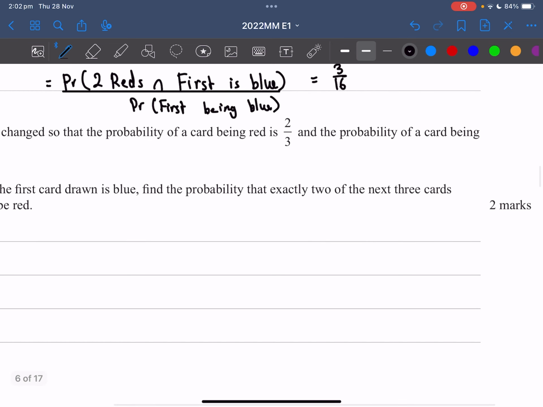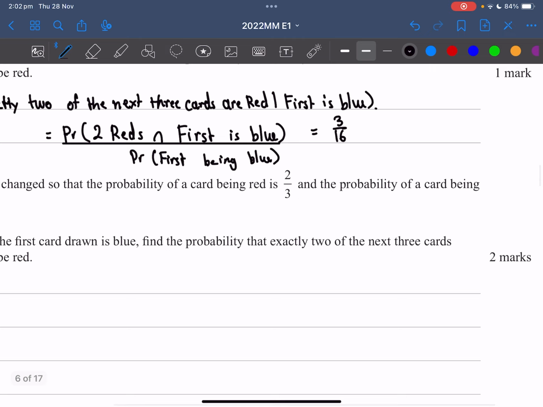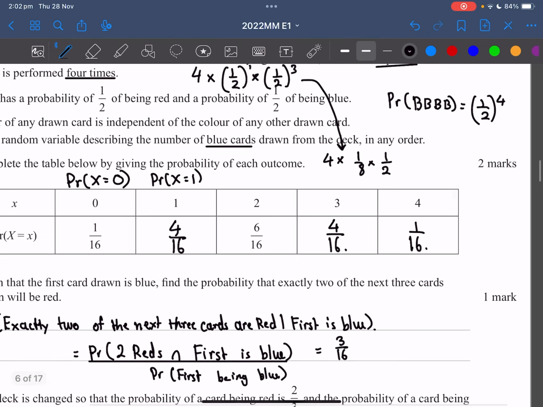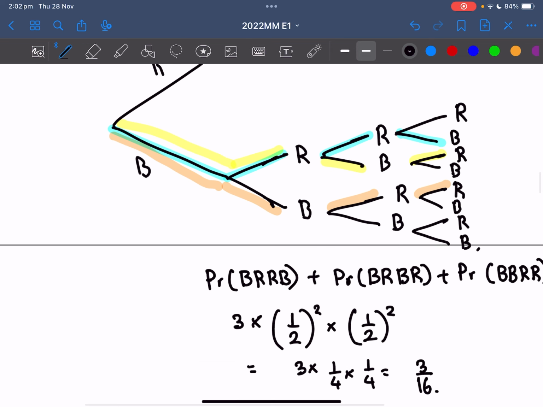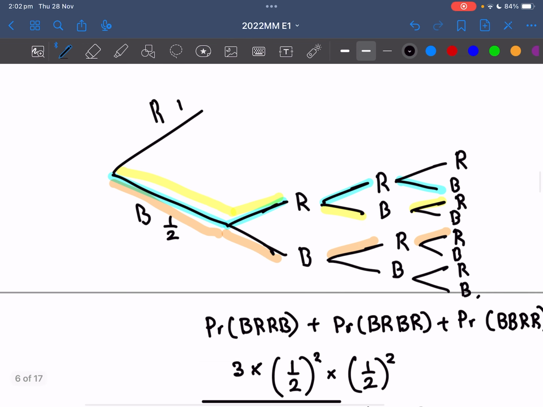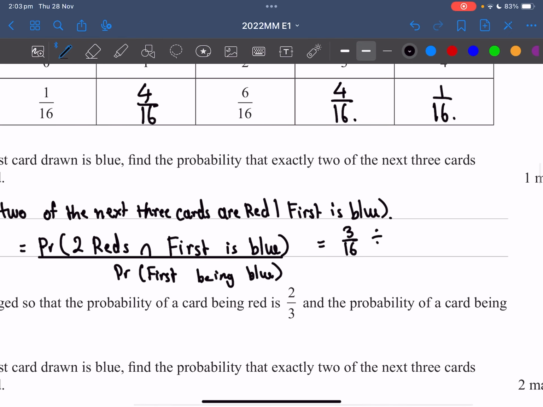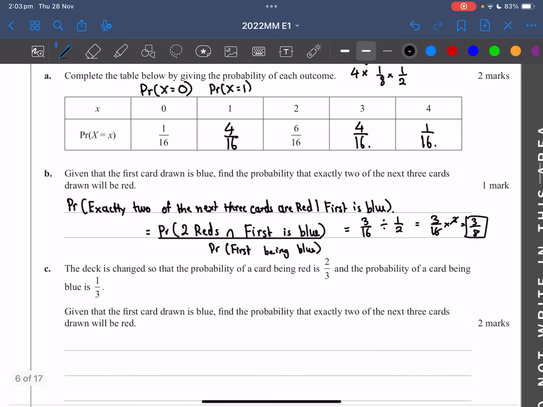Now, what is the probability that it is blue in the first ball or card? Yeah, first card is blue. What is the probability of that? Well, it's just going to be half because it could be red or it could be blue, and both of them have equal probabilities of getting selected. So divided by 1 on 2, and that will give you 3 on 16 times 2, which is 3 on 8. So that is going to be your answer for this question. Hopefully this made sense.